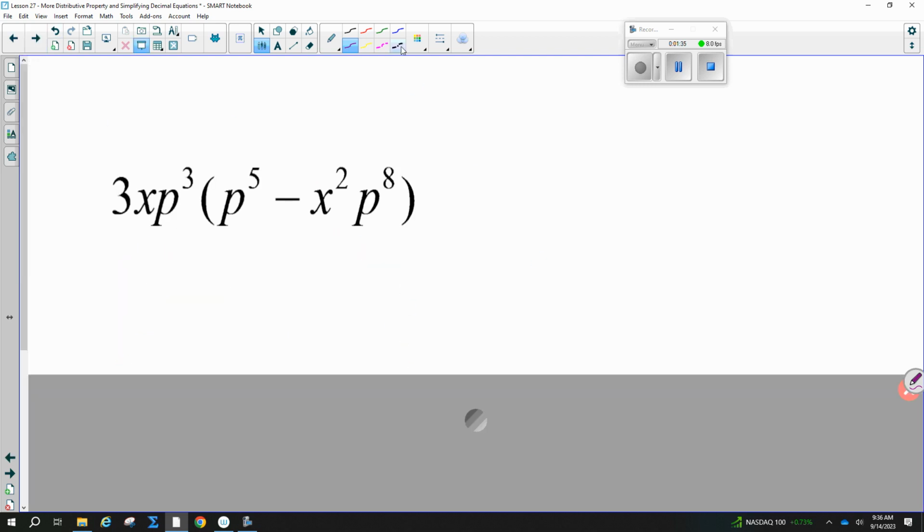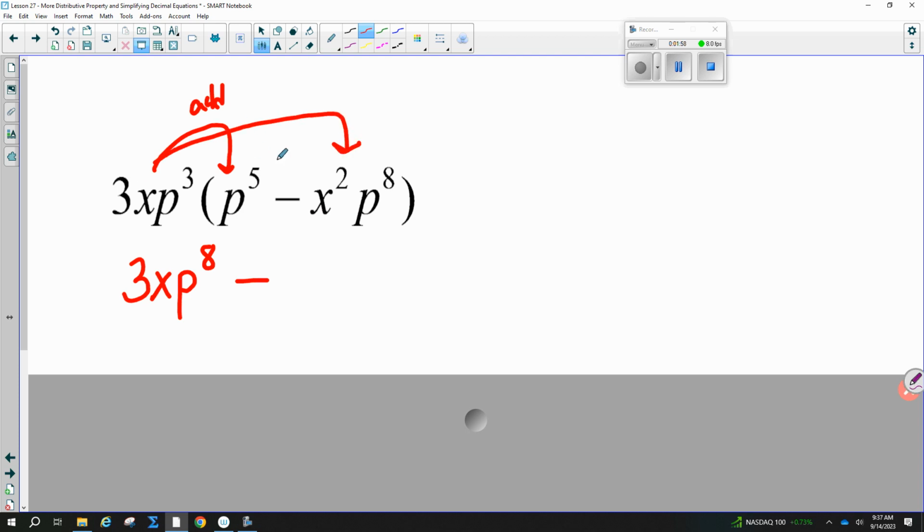All right, so let's try another one. So I have 3xp cubed times p to the fifth. So the only thing that's adding are the p exponents. So again, you're multiplying, so make sure you add exponents. So this is 3x p to the eighth minus. Now we're going to multiply this times this. So this is a 3 times negative 1, which is a negative 3. And then I have x to the first times x squared. That would be x to the third. And then p to the third times p to the eighth is p to the 11th.